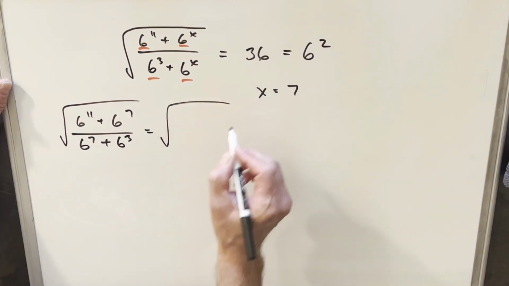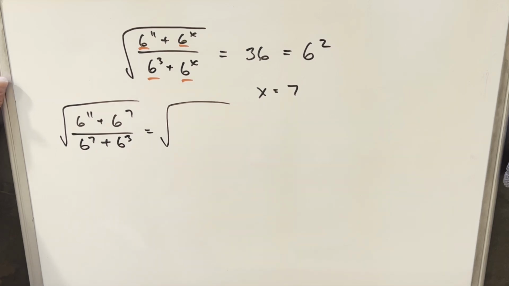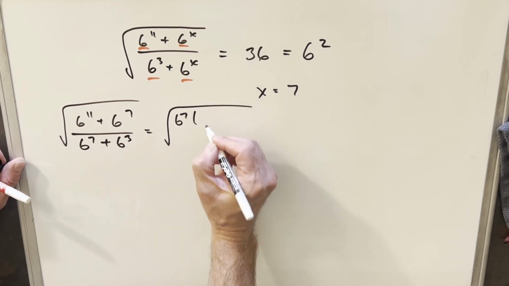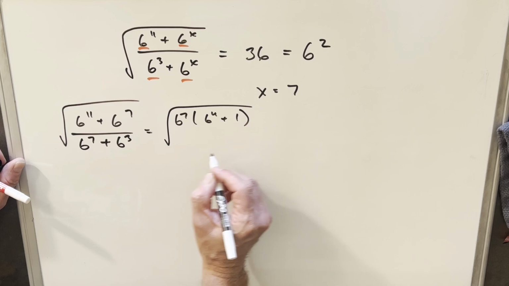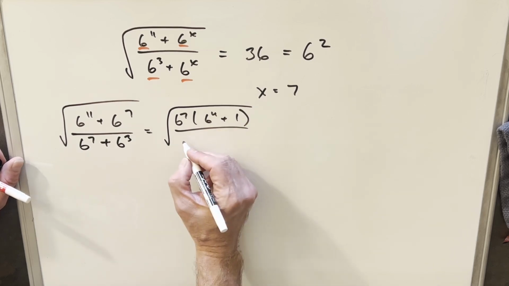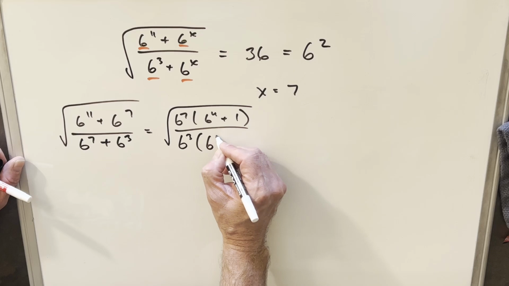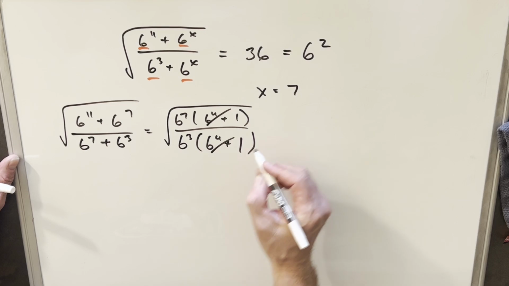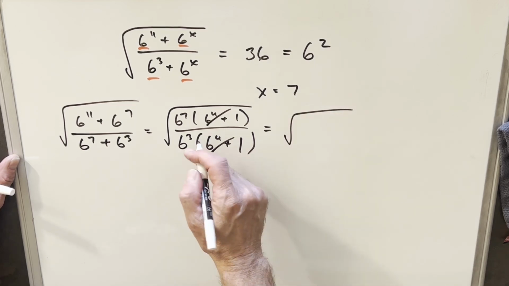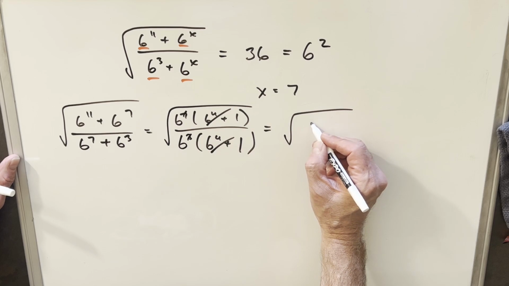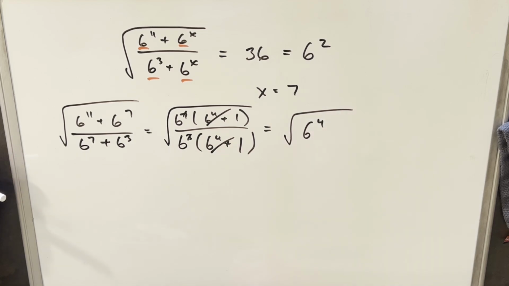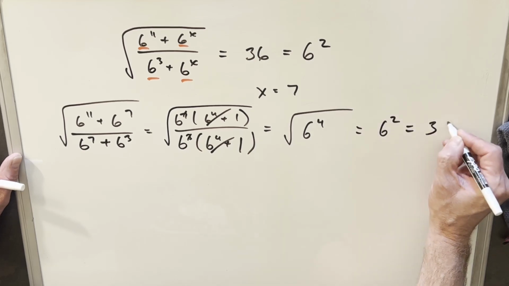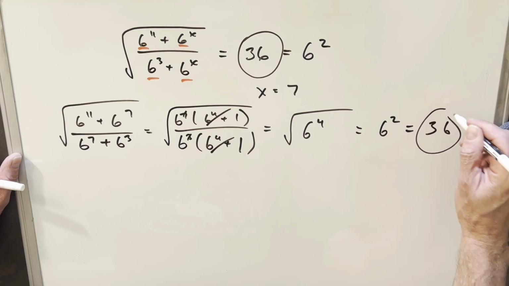Now, from here, we'll just factor out common terms. So I'll factor a 6^7 out from the numerator, and we'll have 6^4 plus 1. And then here in the denominator, we'll factor out a 6^3, and we'll have 6^4 plus 1. That's pretty convenient because this is going to cancel. Okay, well, we have a square root, but if we cancel 3 of these into here, this is going to be 6^4. But the square root of 6^4 is going to be 6 squared, and that's just 36. So that matches that, and we're good.